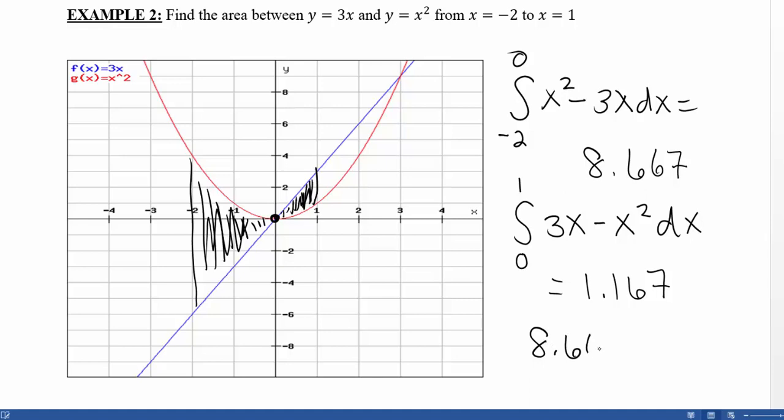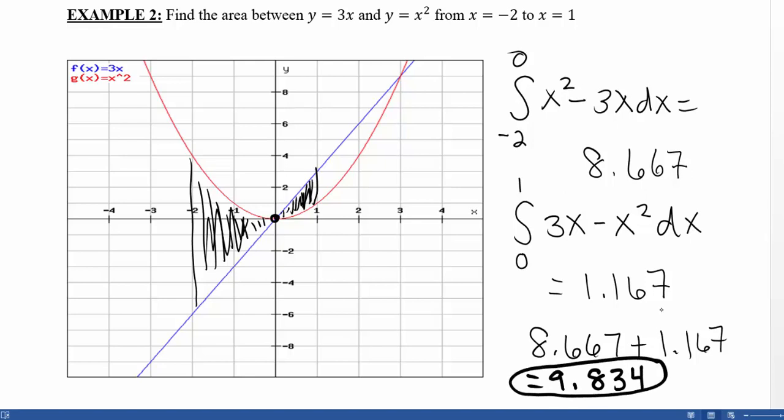So 8.667 plus 1.167. If I add those up, 9.834 approximately. So I have to be really careful here. And one of the reasons I have to be especially careful is because if I didn't have my graph, I might not have known that these functions switched which one was on top. So it's always a good idea to graph these if you can. Otherwise, you may not have a sense of which function is on top the entire time.